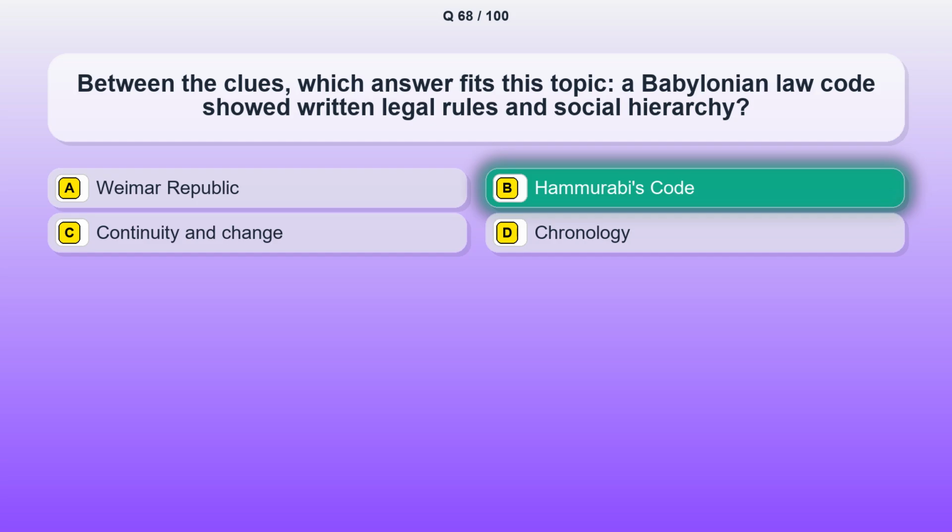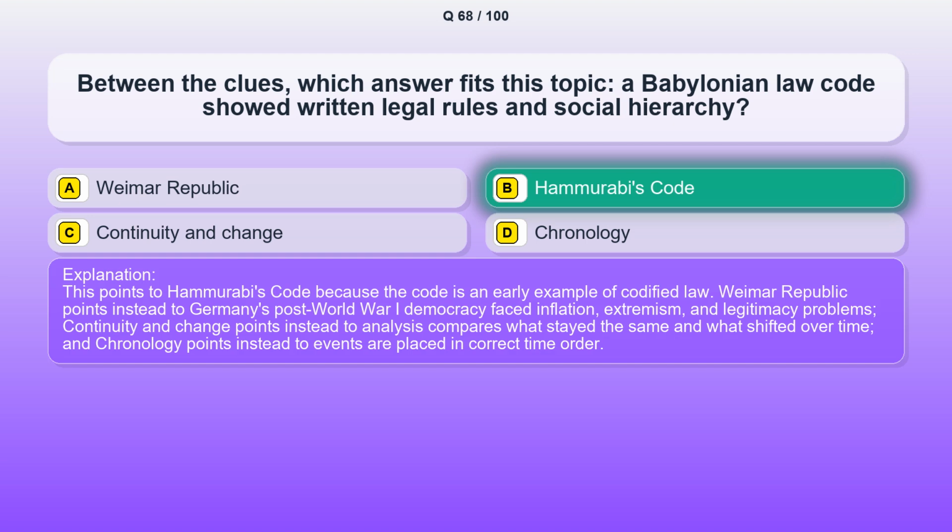The correct answer is option B, Hammurabi's Code. This points to Hammurabi's Code because the code is an early example of codified law. Weimar Republic points instead to Germany's post-World War I democracy faced inflation, extremism, and legitimacy problems. Continuity and change points instead to analysis compares what stayed the same and what shifted over time, and chronology points instead to events are placed in correct time order.